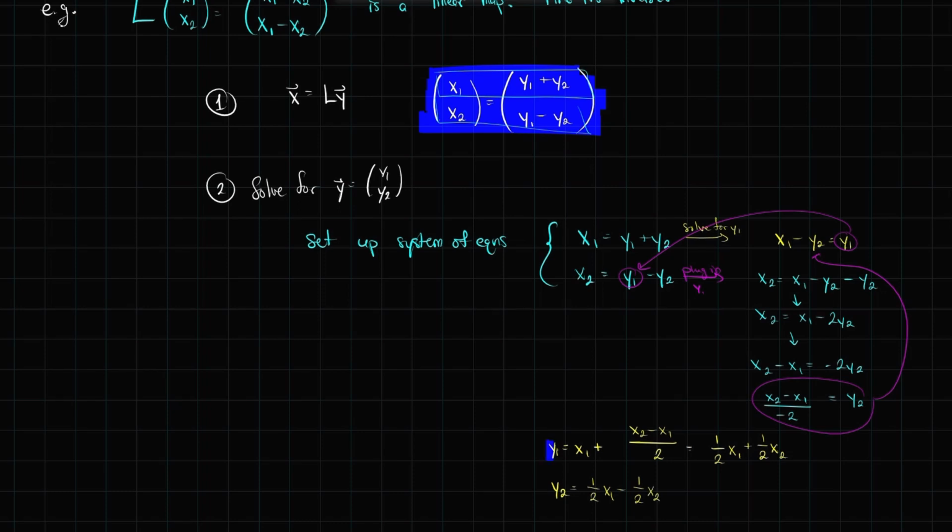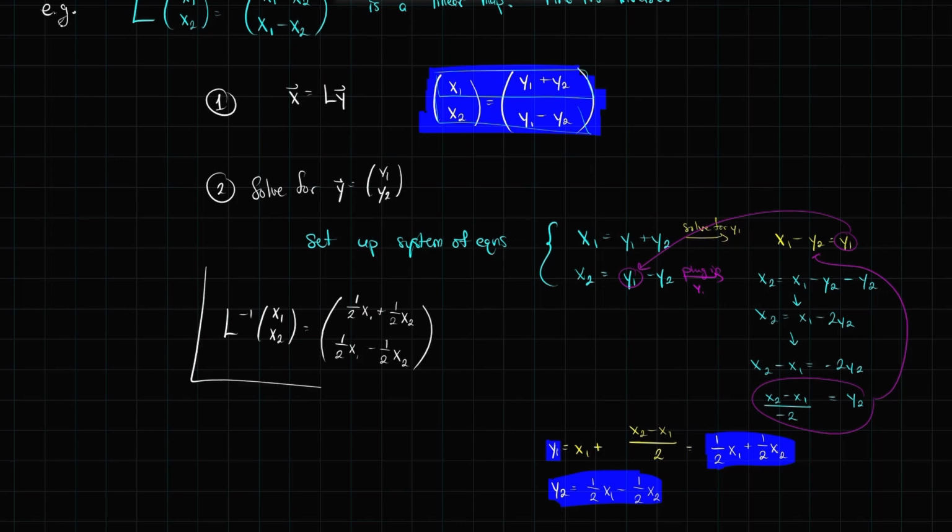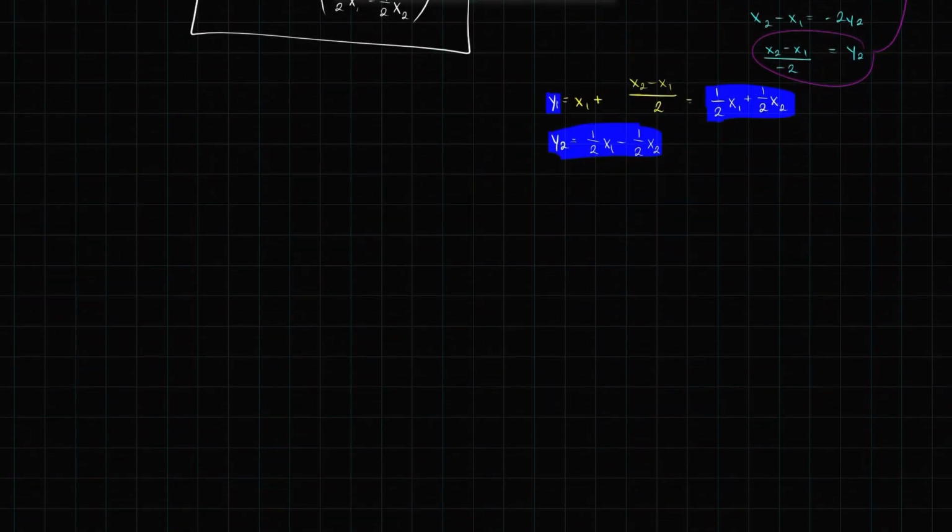So the fact that I've solved this for y1 and y2 means that I can construct my inverse map. L inverse of x1, x2 is just the output of y1 and y2. So the output of y1 was 1/2 x1 plus 1/2 x2. The output of y2 is 1/2 x1 minus 1/2 x2. And here is my inverse linear map. So that's how you always solve for those.